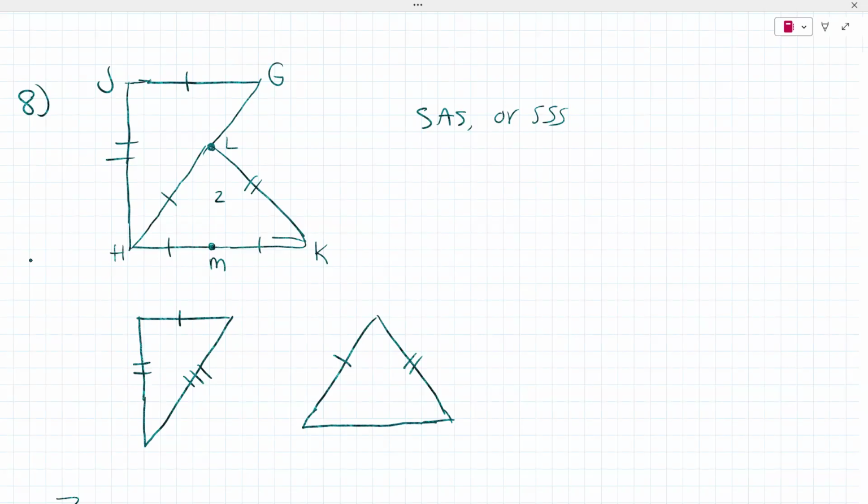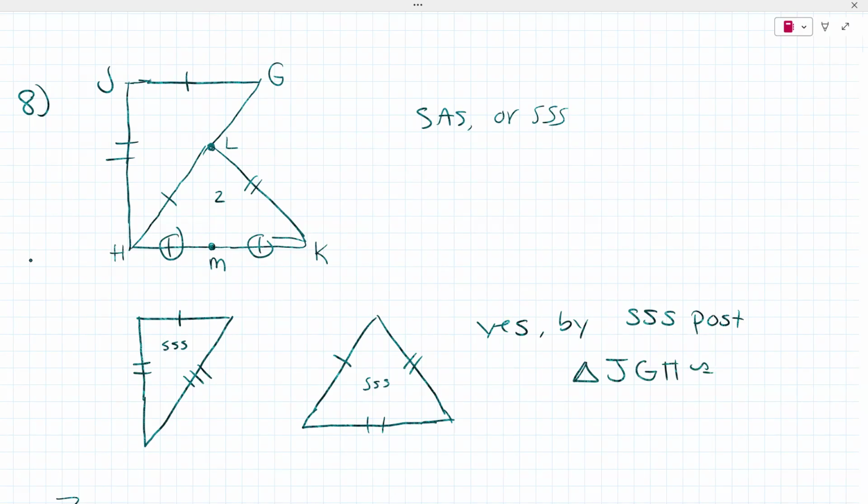Now this one has a check mark here and a check mark here. This creates two check marks, so it would be two doubles. So this one would be yes because this is definitely SSS, and then this is also SSS. So I'm going to say yes by SSS postulate, and then you could say triangle JGH is congruent to triangle LHK.